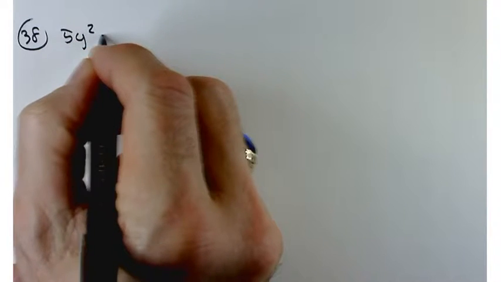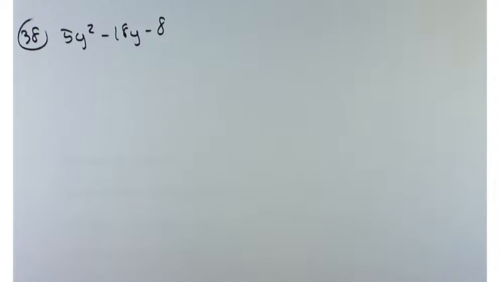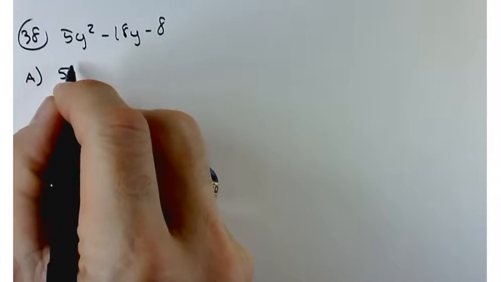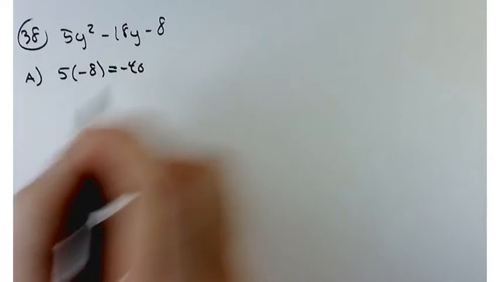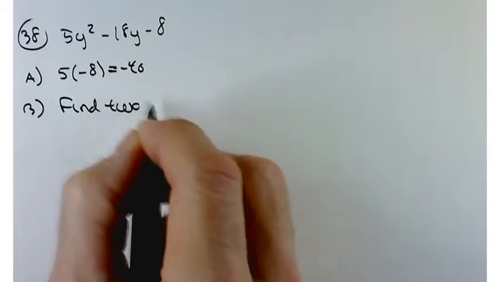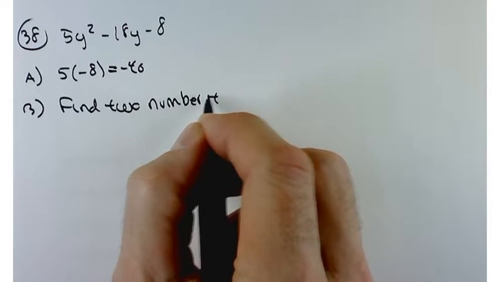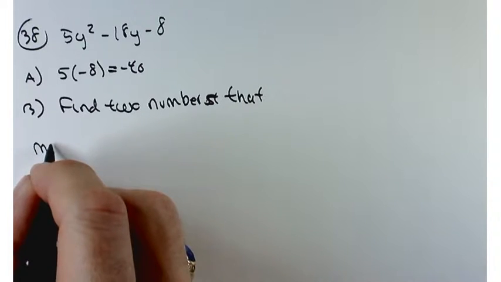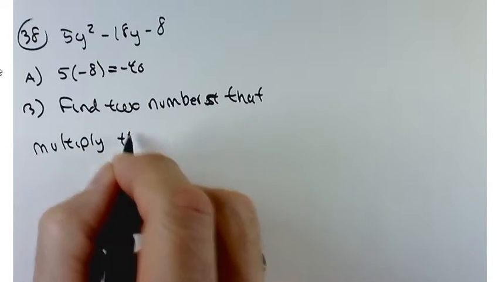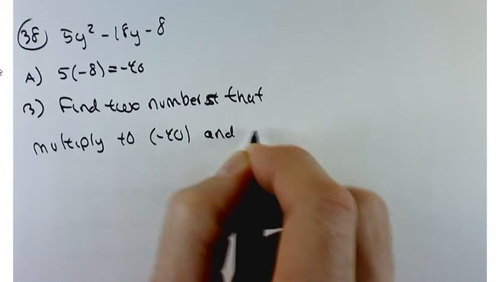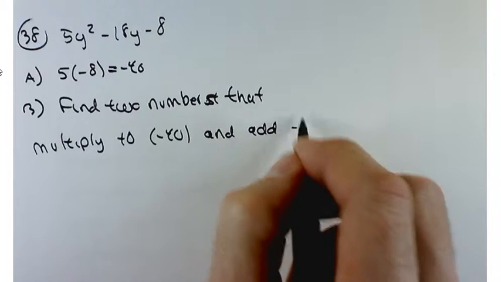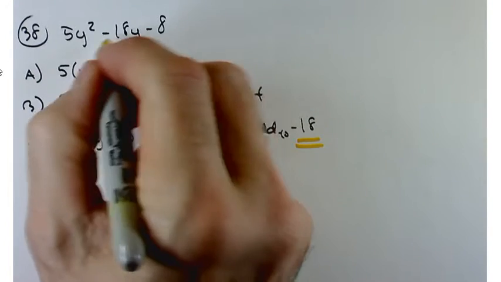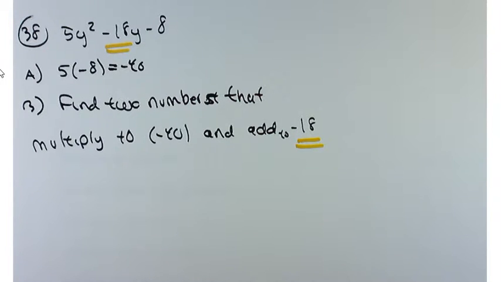So 5y squared minus 18y minus 8. Where should I start? Good. 5 times negative 8 is negative 40. All right, good. Find two numbers that do what? What are the properties I want from these two numbers? Perfect. Multiply to negative 40 and add to negative 18. All right, so multiply to negative 40 and add to negative 18. So here's the negative 18. That's where that's coming from. And the negative 40 is right here.